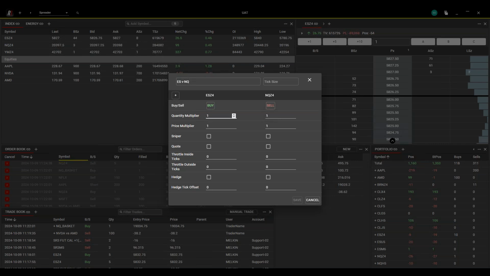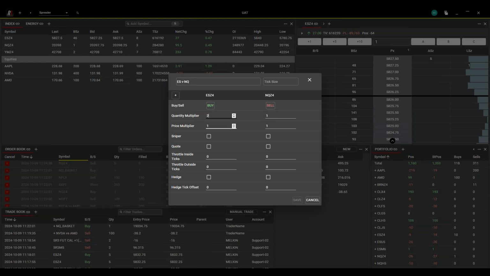Quantity multiplier is the quantity in which we wish to trade. Now, in this case, because the ES multiplier at the exchange is 50 and the NQ multiplier at the exchange is 100, I'm going to trade this in a 2-by-1 configuration. So for every 2 ES contracts I buy, we will sell 1 NQ contract and vice versa. The quantity multiplier determines the ratio in which your spread trades.